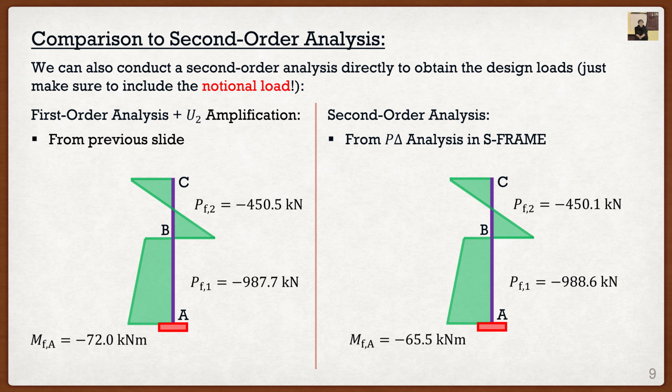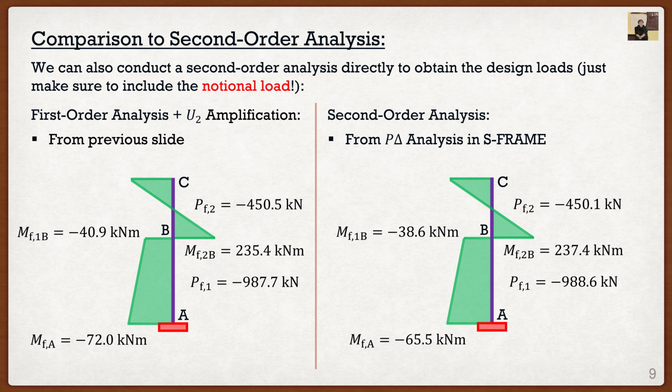For the bottom moment, MFA, we got negative 72, but our second order analysis gave us negative 65.5. So it's around 5 kilonewton meters off, but as we know in design, 5 kilonewton meters, well, that's not a lot. Usually you'll be just fine with the same section for both of these. If we were to look at, again, the first story, but at point B, we got negative 40.9 in our first order analysis, and the second order analysis negative 38.6. So again, it's no big deal.